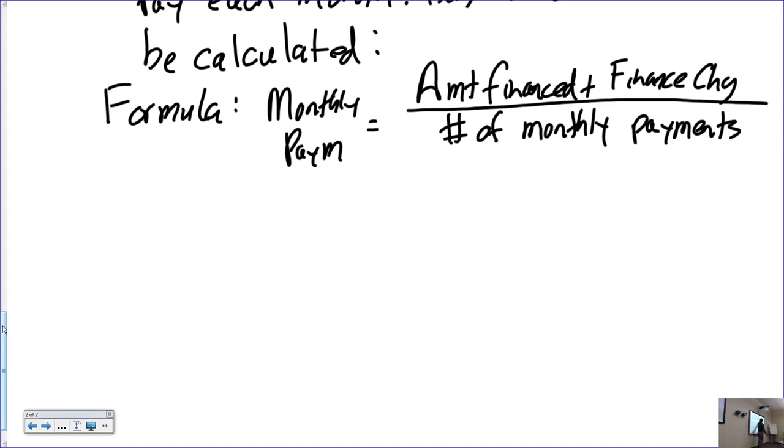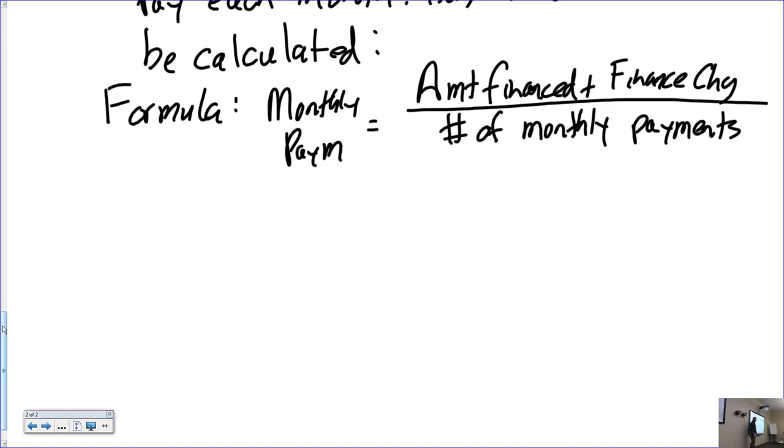And then you're going to divide that evenly by however many months you're going to take to pay it off, right? Basically what that's saying is you're going to owe a certain amount of money. That's what the top piece is. You owe the interest and the amount you borrowed. And the number below is just how evenly you're going to divide it. If you're going to pay it off in a year, you divide it by 12. If you're going to pay it off in 4 years, you divide it by 48, right?